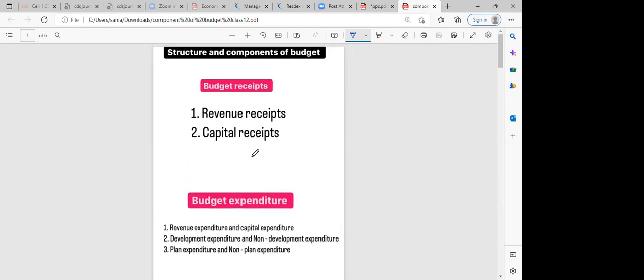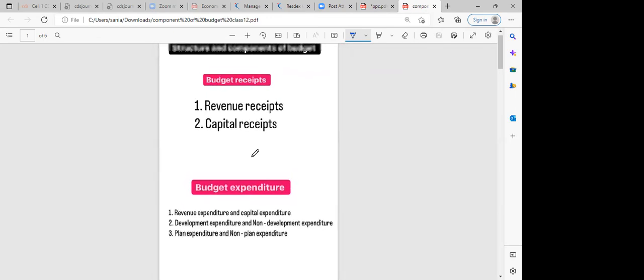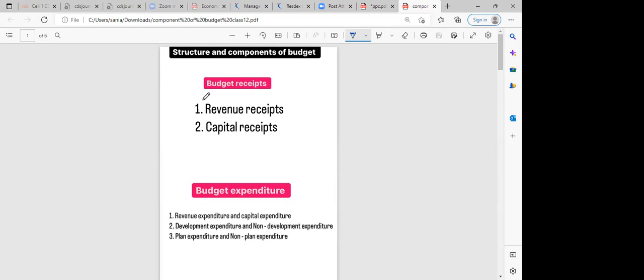Yes, ma'am. Okay, so kindly write it down and then we will be studying in depth what this revenue receipt is, what this capital receipt is, everything. Be quick, okay? Today we need to complete lots of things, so be quick.